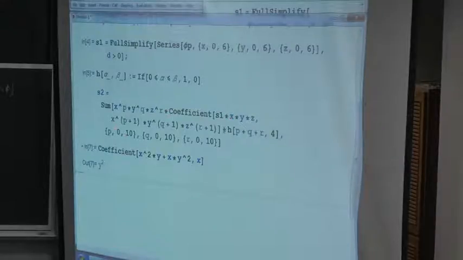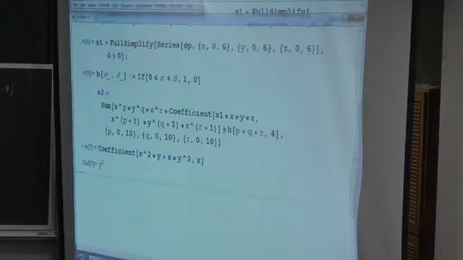So I multiply the series with x, y, z, and I would like to find out the coefficient in this series of x raised to power p plus 1, y raised to power q plus 1, z raised to power r plus 1, and I would like the sum of these coefficients to be less than 4. So I want terms like x squared, y squared, z squared, x raised to power 4, but I don't want terms like x squared, y squared, z squared, because here the sum of the coefficient is 6. I would like to truncate at a certain point. Therefore, I multiply this function with h, and then I would like to sum up over all of these terms.